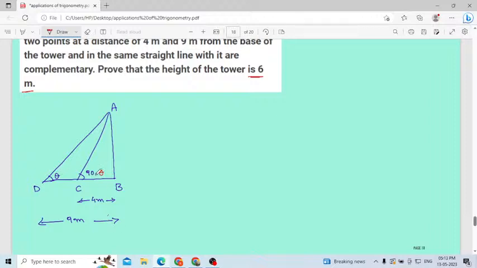Both are complementary angles. Complementary angles means if one is theta, the other one is 90 minus theta. Here they are given, both are complementary angles. One is theta, another one is 90 minus theta.